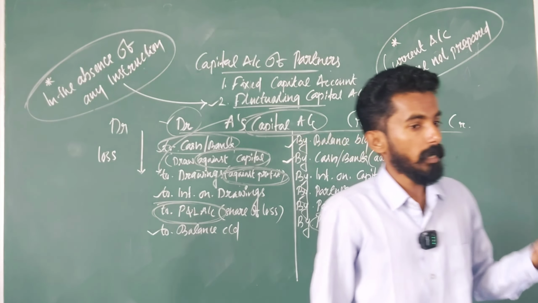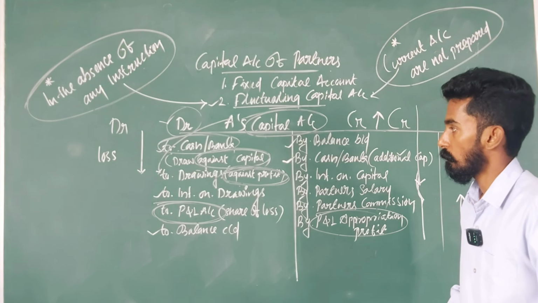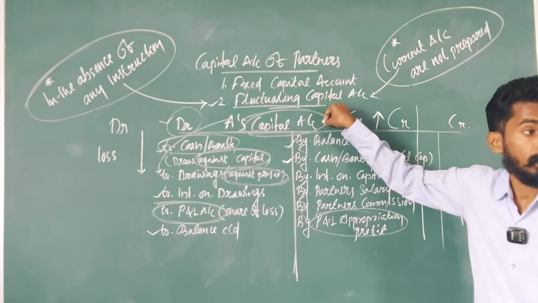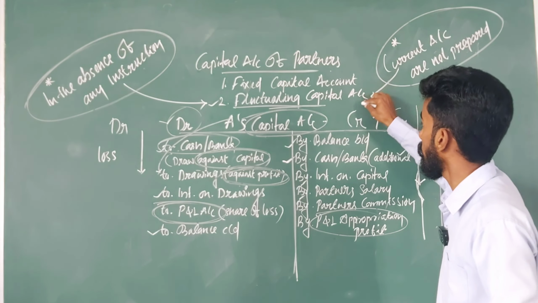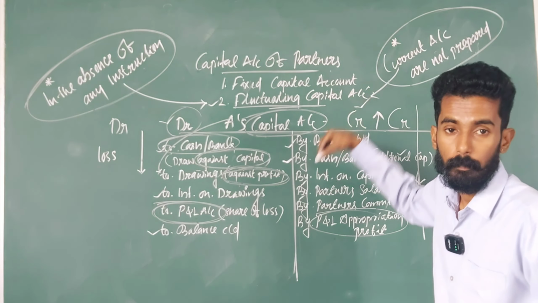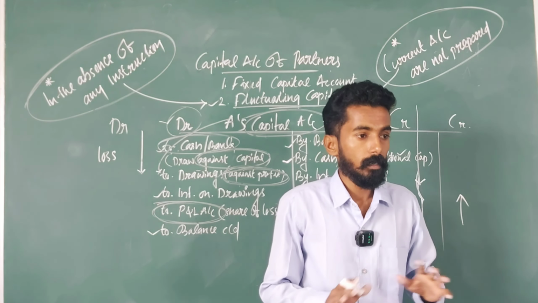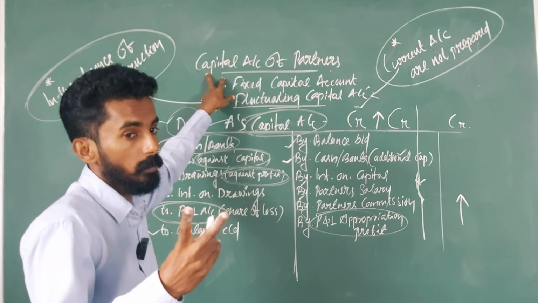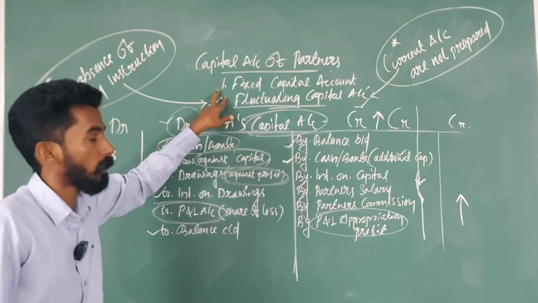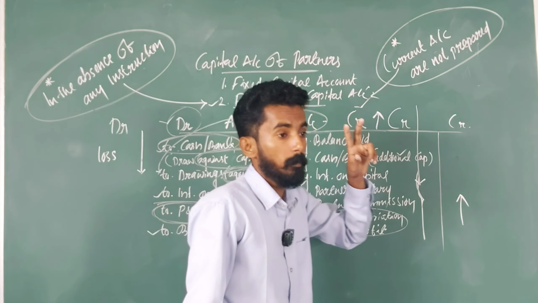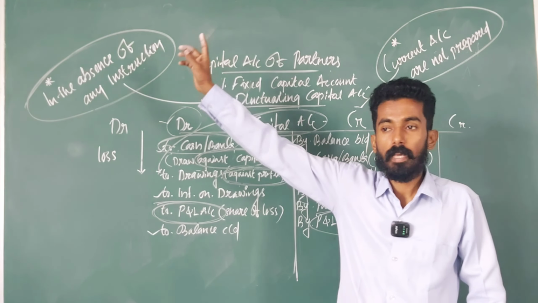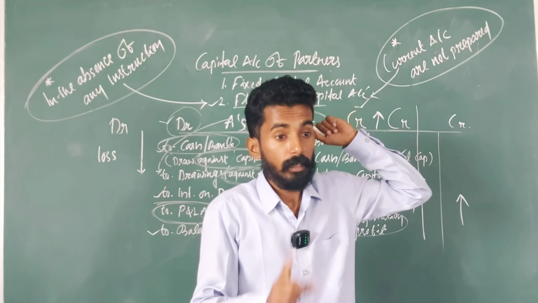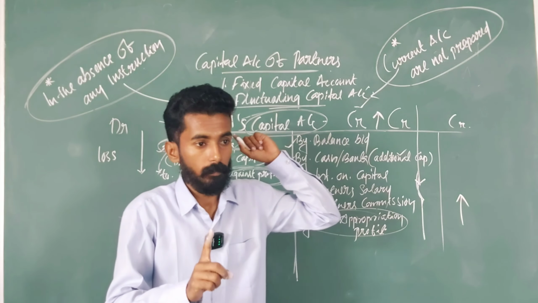These are the main items we need to adjust into partners' capital account under fluctuating capital account or under fluctuating capital method. Is it clear? Capital accounts of partners, there are mainly two types. One is fixed capital account, second one is fluctuating capital account. In the absence of any instruction, we want to select which method? Fluctuating capital method, keep in mind.